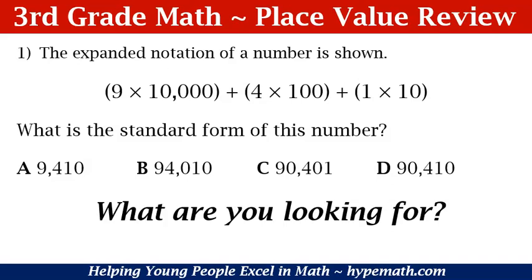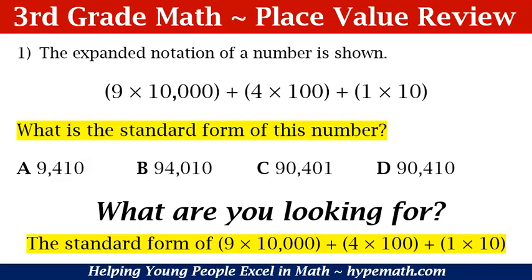So the first question we want to ask ourselves when solving this problem is, what are we looking for? Very important question, by the way. It will help guide you in being able to solve the problem. So we are looking for the standard form of 9 times 10,000 plus 4 times 100 plus 1 times 10.